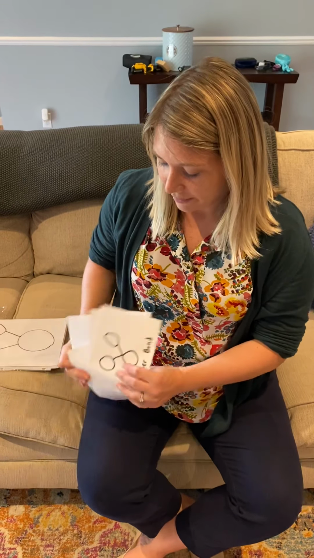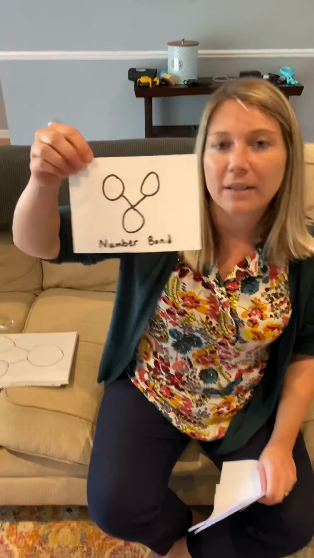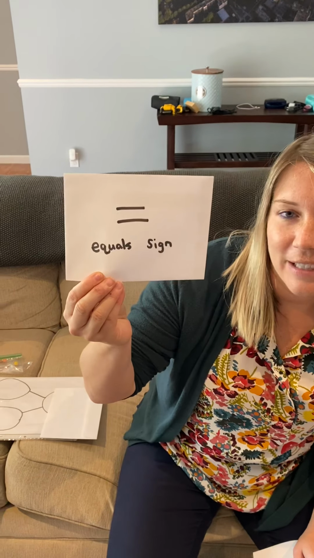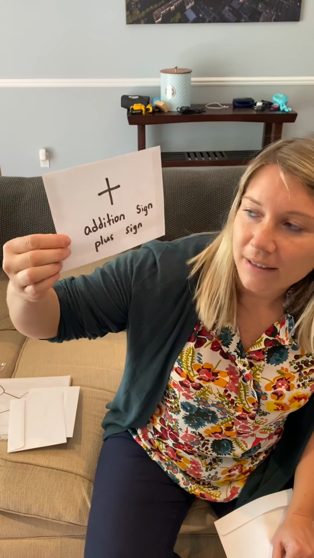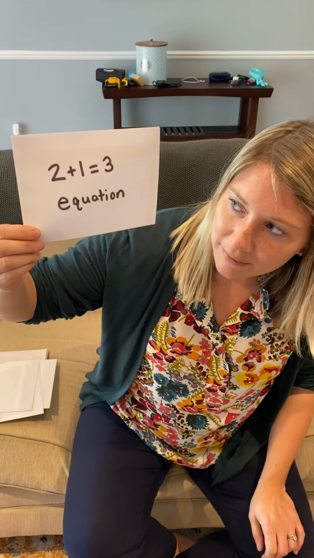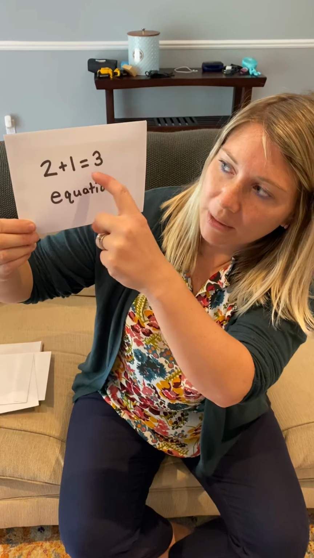Okay, so now you tell me what these are. Good, number bond. Good, the equal sign. Good, the addition sign or the plus sign. And last one. Good, that's the equation. Putting it all together. 2 plus 1 equals 3.